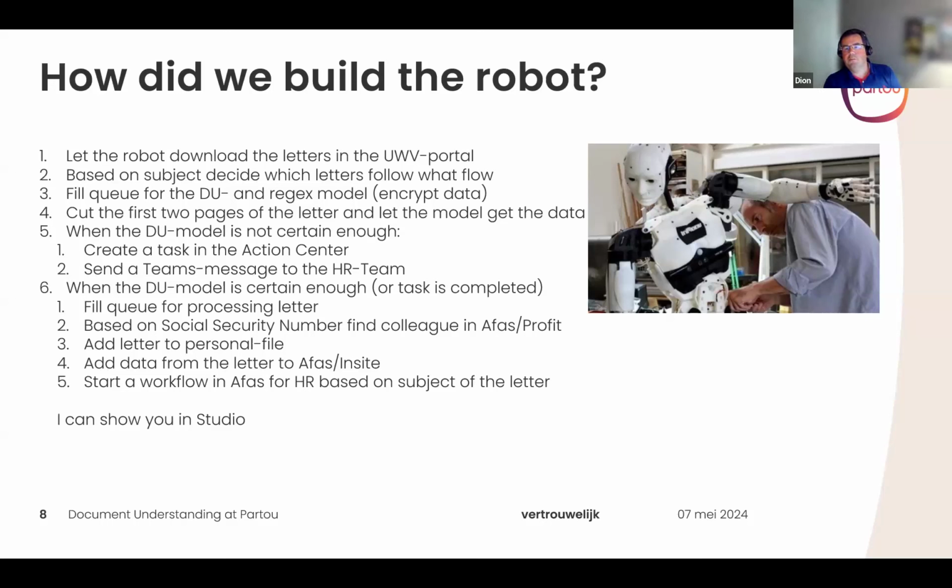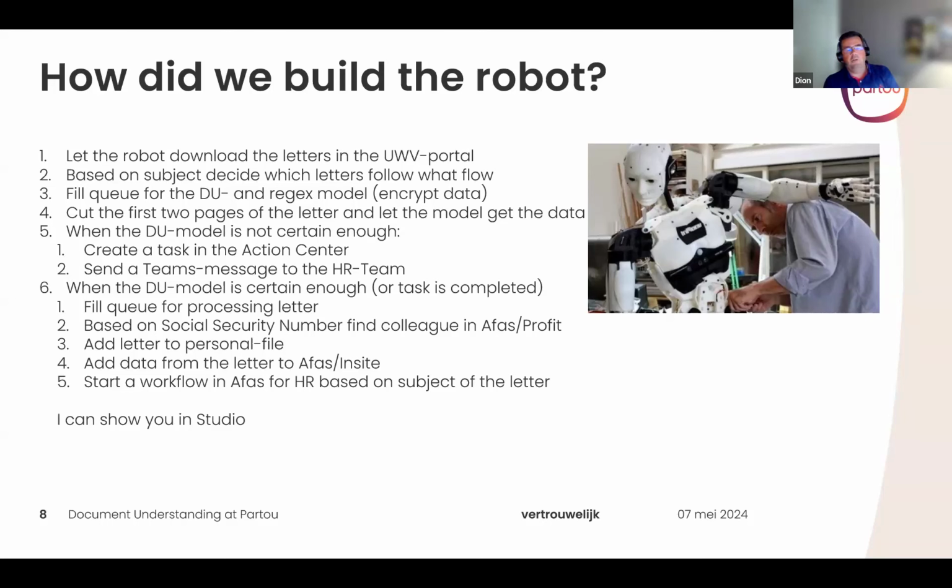I said that based on the subject, we decide in which flow the letter goes. So it's a document understanding or a regex flow. When it's the document understanding flow, the first 2 pages of the document are not of any value for Partou. There's no information that we need. When you digitize such a document, it takes more time if you have 5 pages than if you have 3 pages. So we cut the first 2 pages. It also saves some AI units, of course, when you process 60 letters a day. So that's another benefit there.